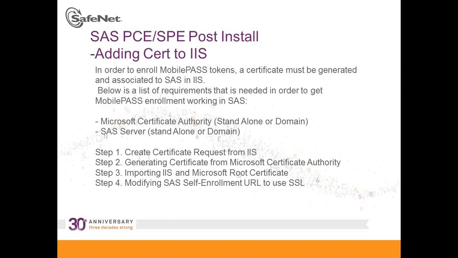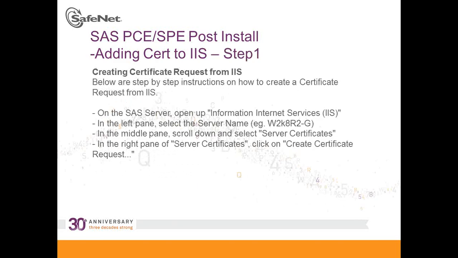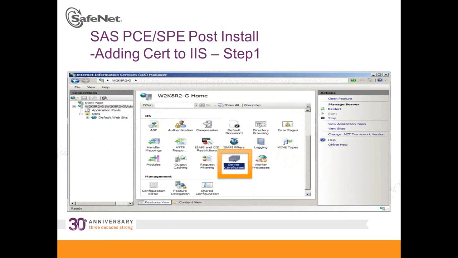Step 1, we need to create the certificate request from IIS. Step 2, generate the certificate from the Microsoft CA. Step 3, importing the IIS and Microsoft root certificate, and then step 4, modifying the SAS self-enrollment URLs to use SSL. Now, I'm not going to go through this in fine details because we do have this information in our installation guide. So I'm just going to quickly show you what is required in each of the steps. So we create a certificate request from IIS in step 1.